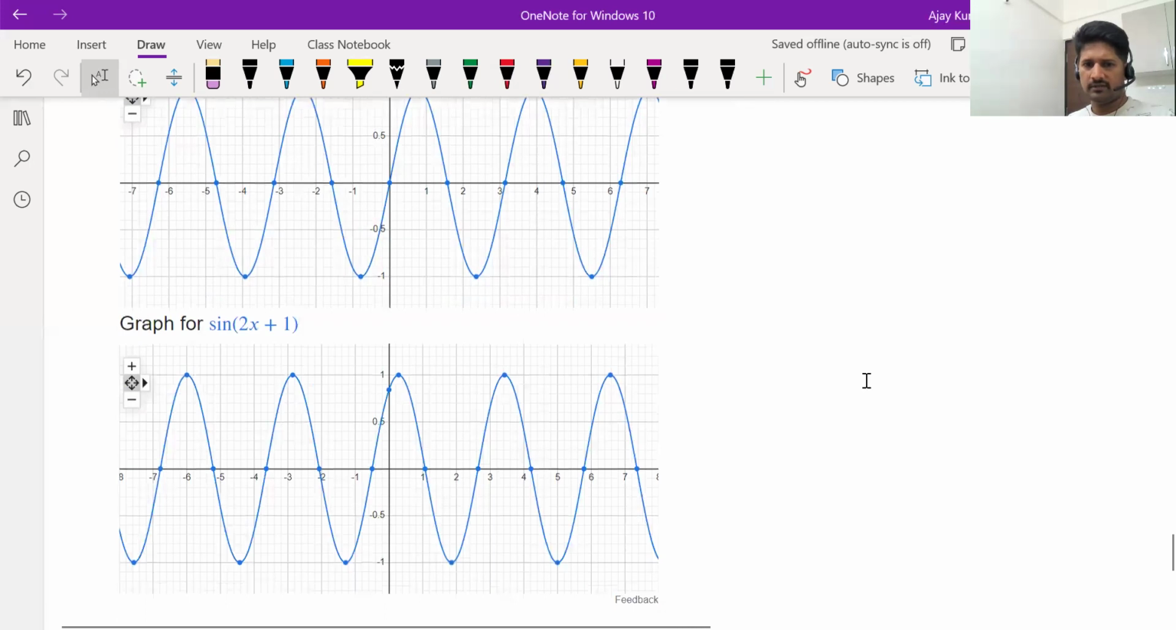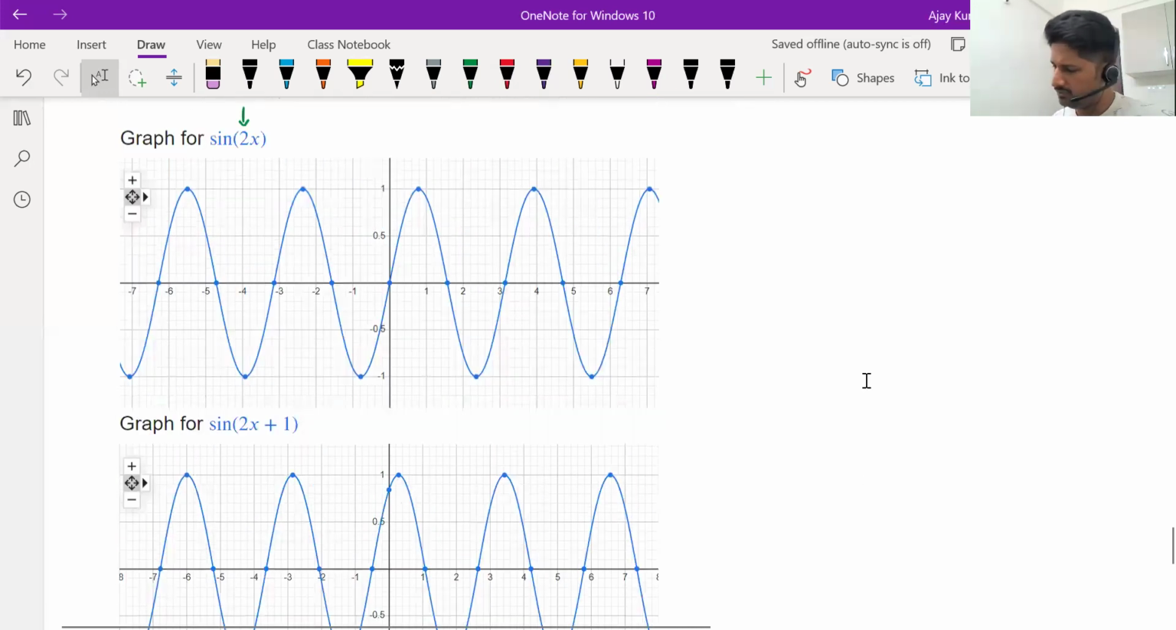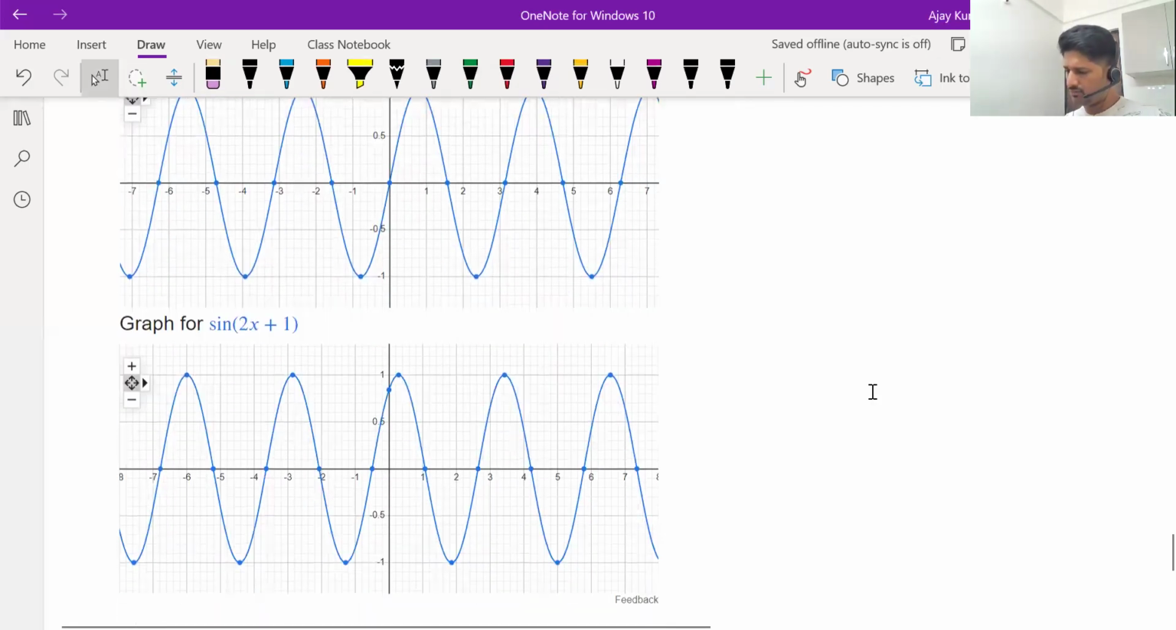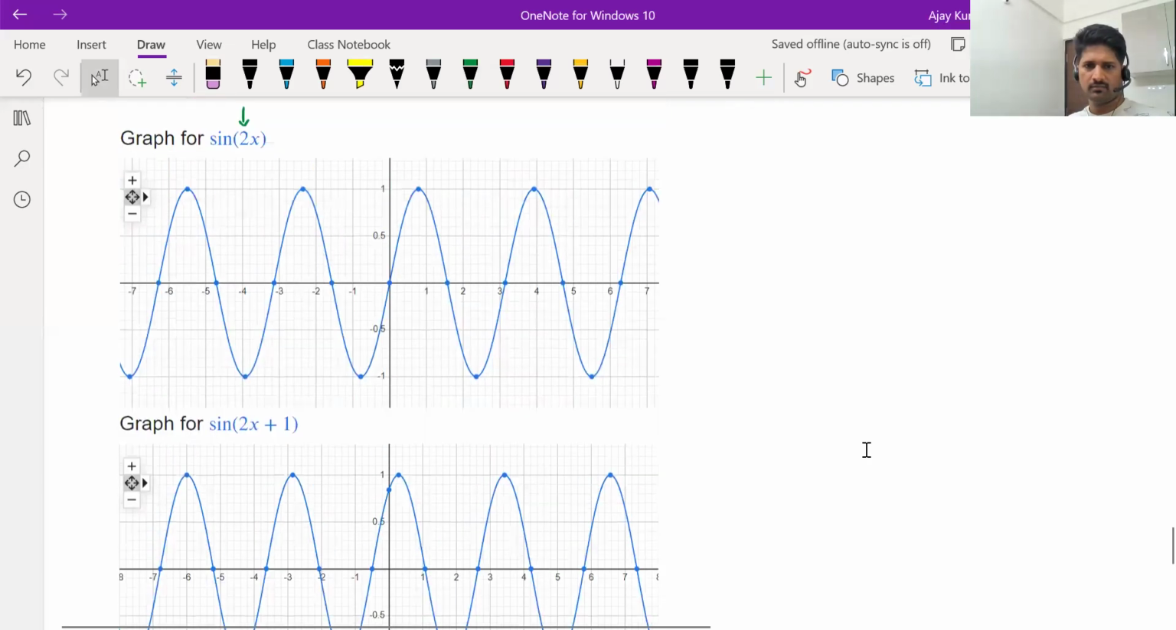Just observe the graph. You look at the peak value. Actually, if I superpose both of them, it would have been easier to understand. But basically what is happening is this. The second graph relative to the first one is shifted to the left. For example, you look at this peak value in the first graph, it occurs here.